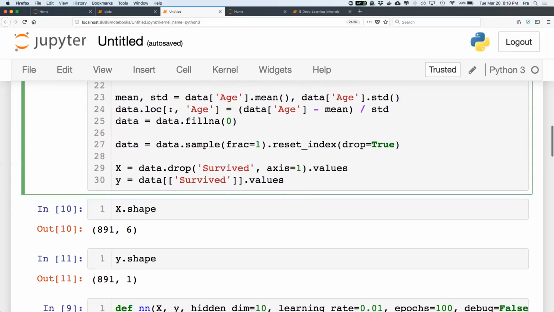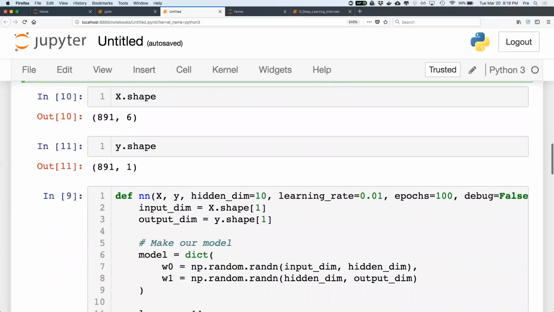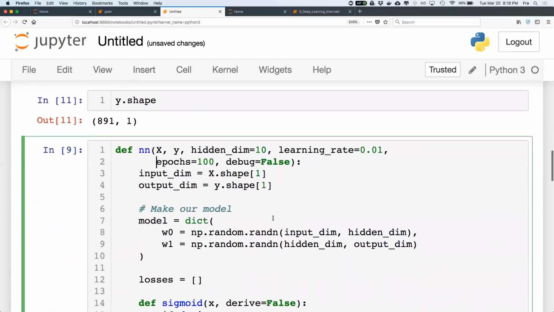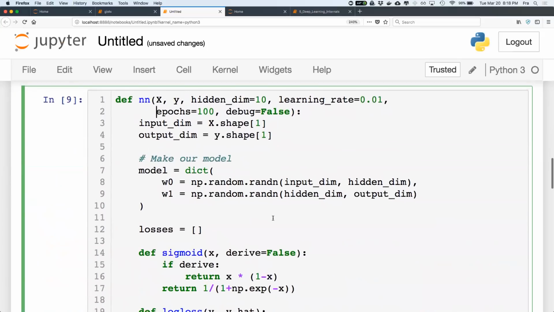Okay? Then I define a neural network by hand. No TensorFlow, no Keras, no nothing. Just NumPy. Okay? So here's how I do it. I say my model, remember, it's just the weights. So I have random weights with the shape input dimension, hidden dimension. That's the first weight matrix. And the second is hidden dimension, output dimension. Okay? These are my weights.